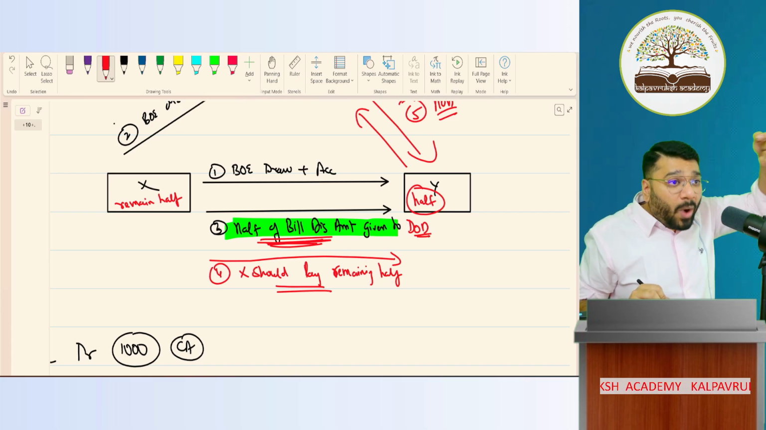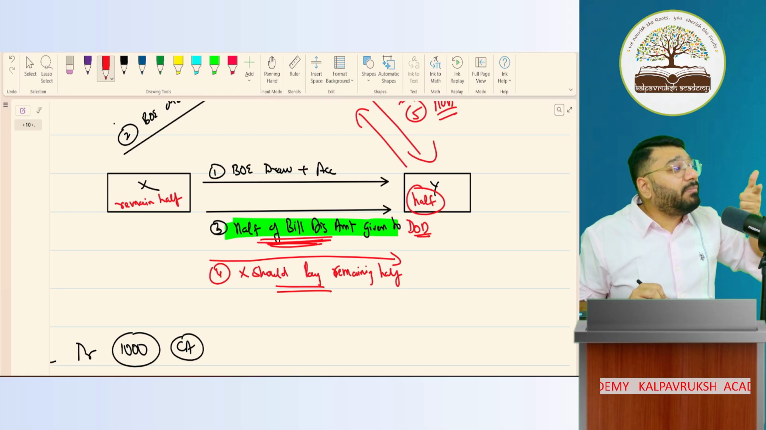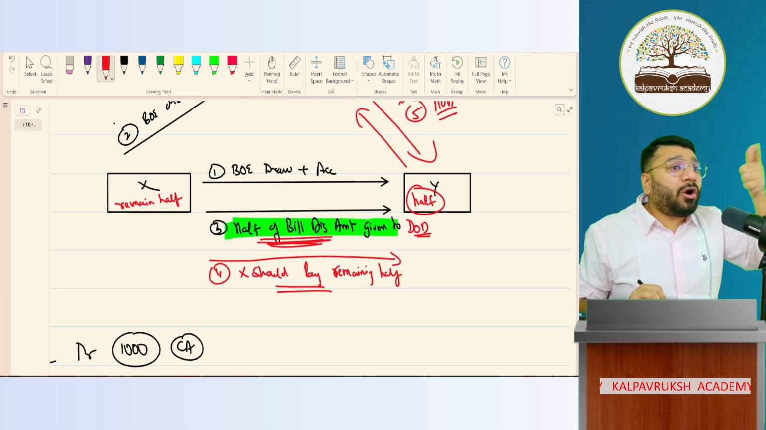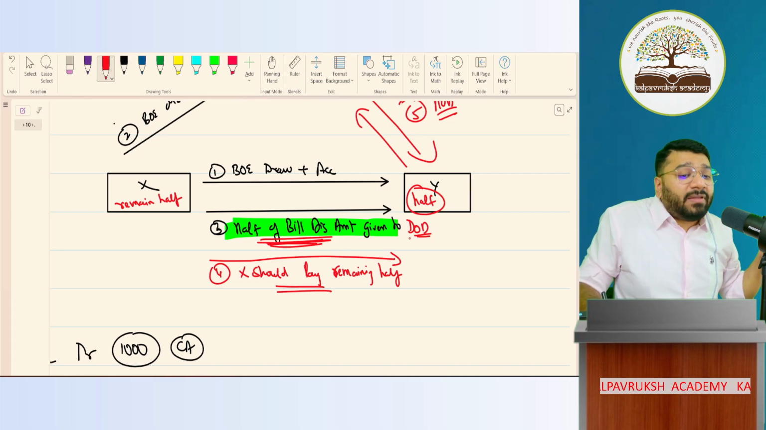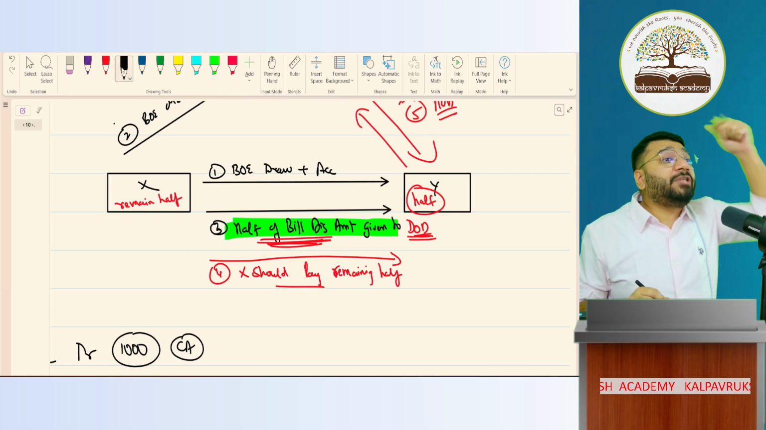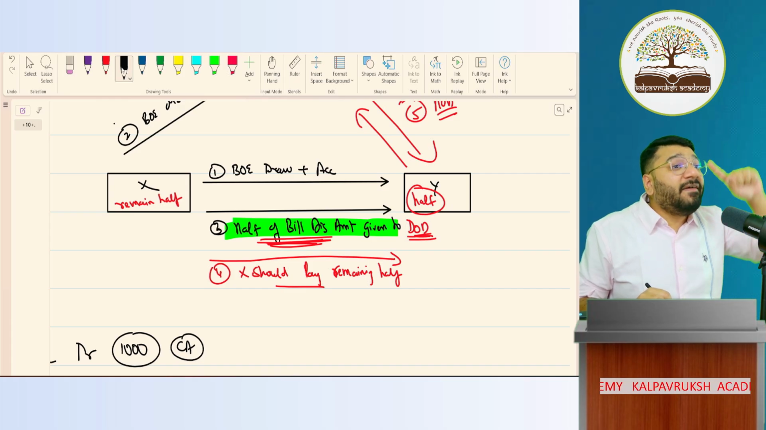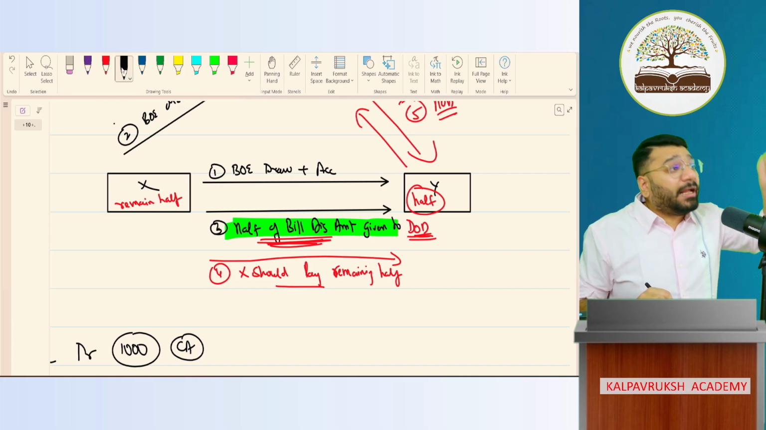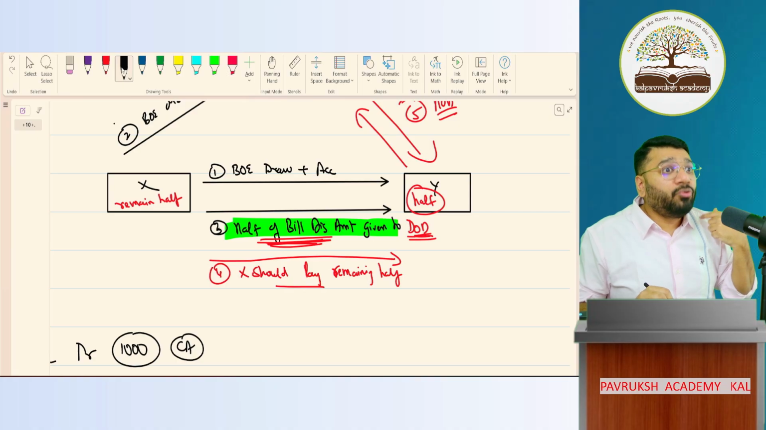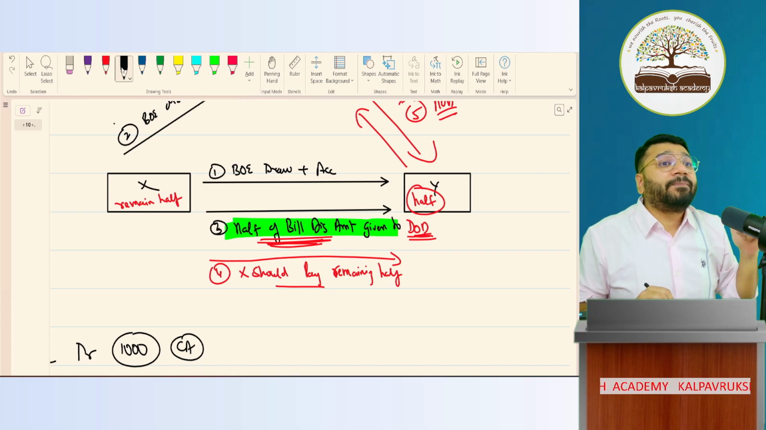The moment I got the money from the bank, to whom did I give half the amount? To Y. The day I got the bill discounted from the bank, I gave the half amount to Y. So who is enjoying half the amount for 3 months? Y is enjoying. So should I pay the interest on that? Who am I? X. Will X pay the interest on Y's amount? No. Who will pay? Y has to pay.